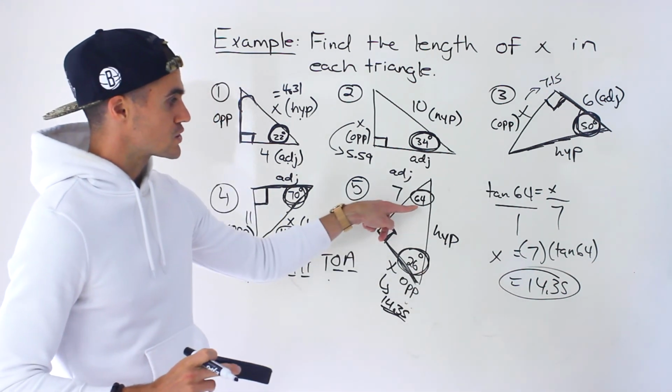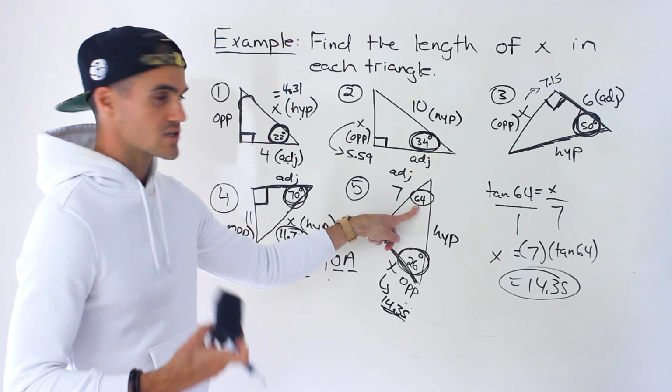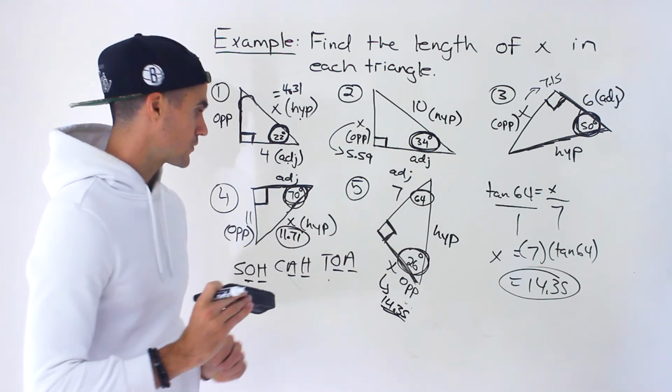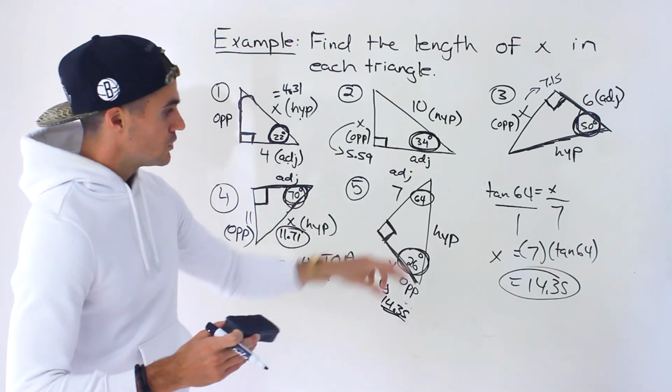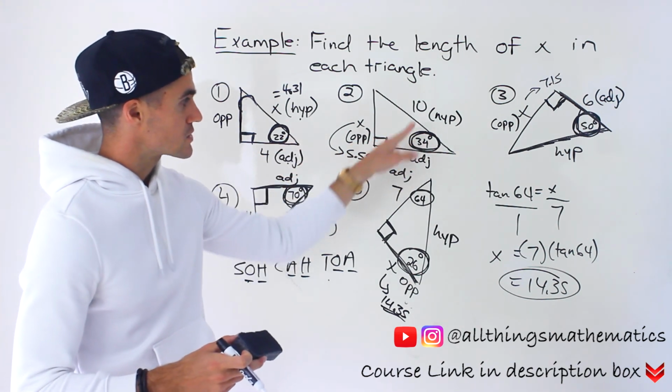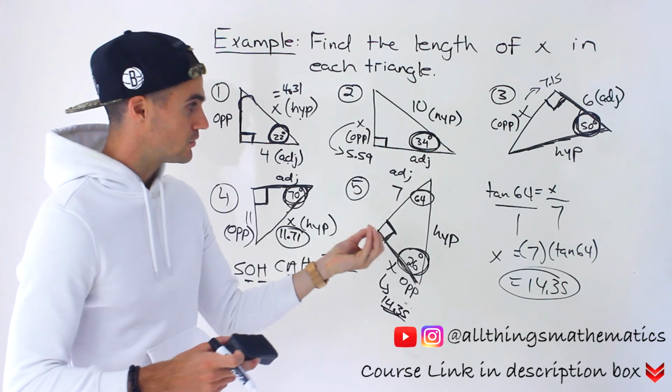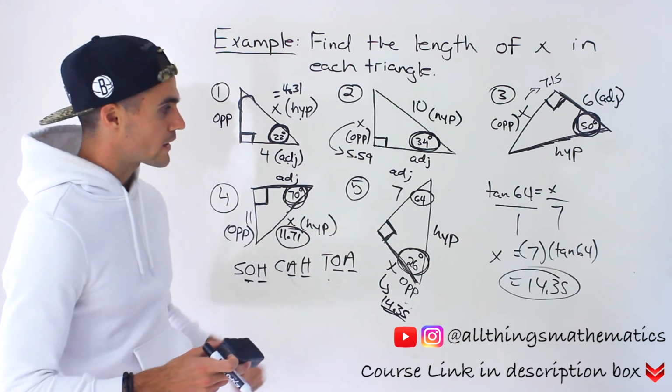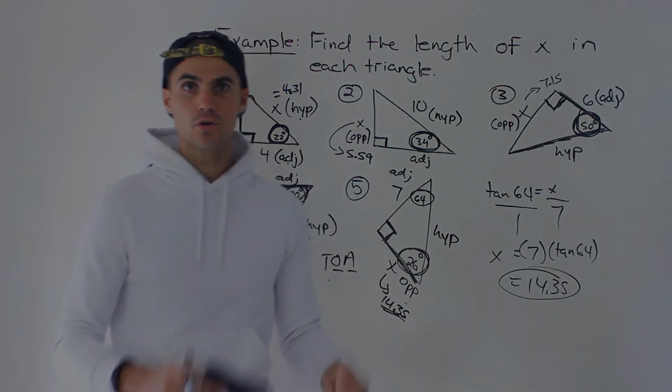But there's no reason for us to solve for this other angle. It's just extra work, and it increases the chance of making a mistake. Use whatever angles are given. If there's only one angle given, label the sides correctly in reference to that angle, and then use the correct ratio in order to solve for your length.